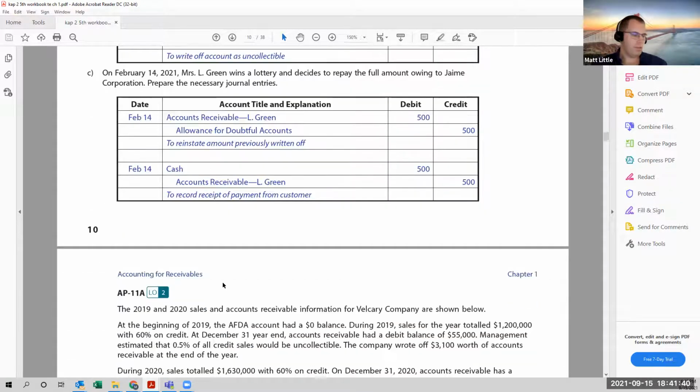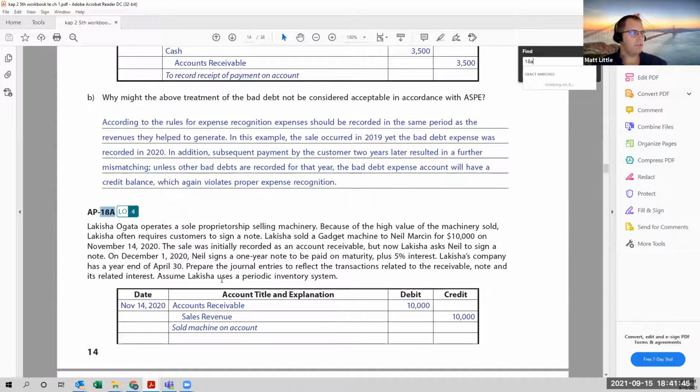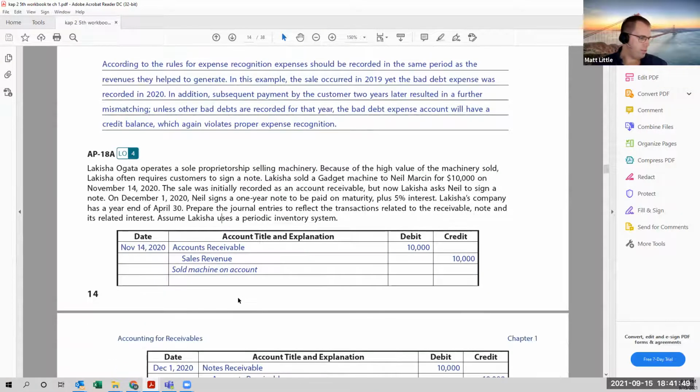Okay. All right, I'm going to skip down to 18A into the next section. So this is where we talk about promissory notes or notes receivable. So here we are, we have a company that operates a sole proprietorship. We sell machines, and it's very high value machines. Often we ask our customers to sign a note because it's high value in sales.